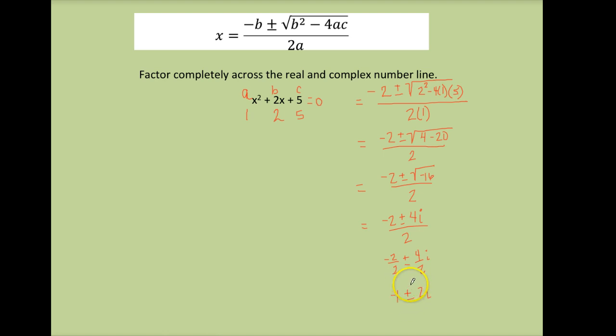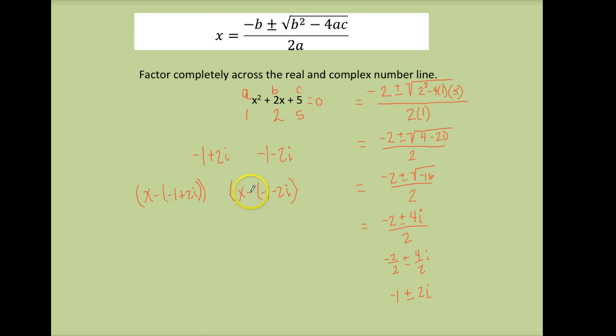Now what does this plus or minus mean? That means we have two answers here. They were just saving space. We have negative 1 plus 2i, and we have negative 1 minus 2i. So our two roots are negative 1 plus 2i and negative 1 minus 2i. And what we know about factors is that the factors will be x minus any of your roots. So we have x minus negative 1 plus 2i. Now that looks a little complex. And we have x minus negative 1 minus 2i. Those are our two factors.